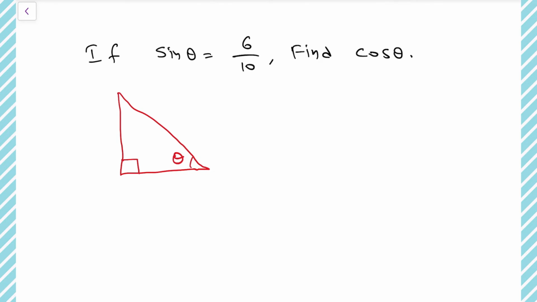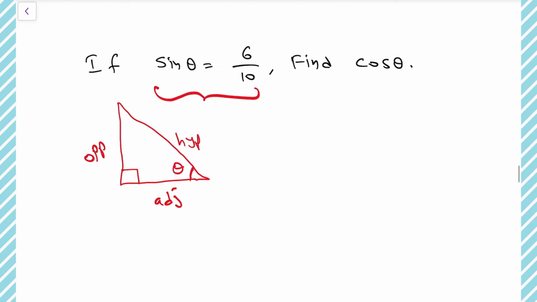Now in the question he gave that sin theta is equal to 6 by 10, right? So for this theta, this will become opposite, and this will become adjacent, and this will become hypotenuse. Now sin is nothing but opposite by hypotenuse, right? So this will become opposite and this will become hypotenuse. Opposite is 6, hypotenuse is 10.